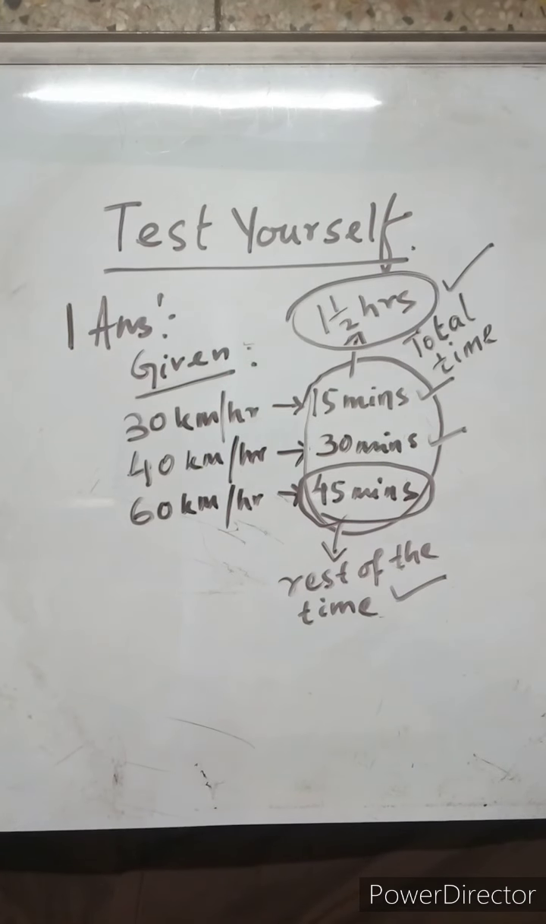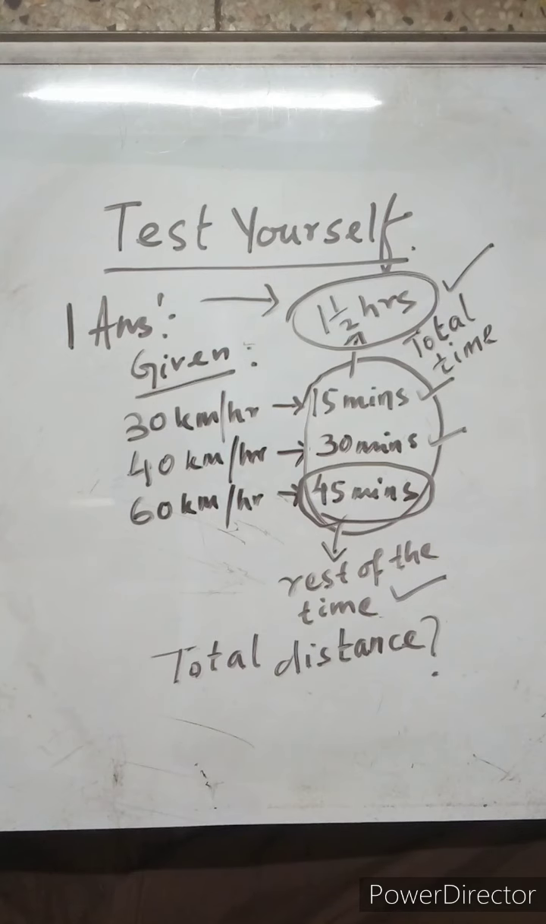So understand the question first. The total time has been given, but what about the total distance? The total distance hasn't been given. What is the total distance then? Now we'll be calculating the total distance first.